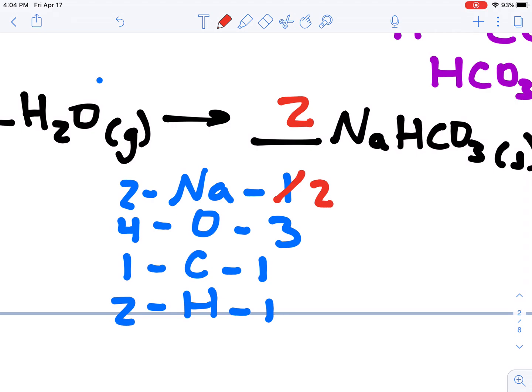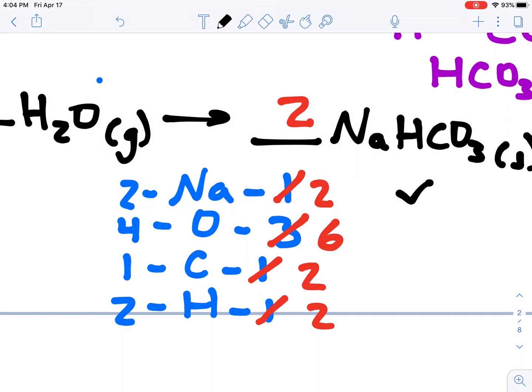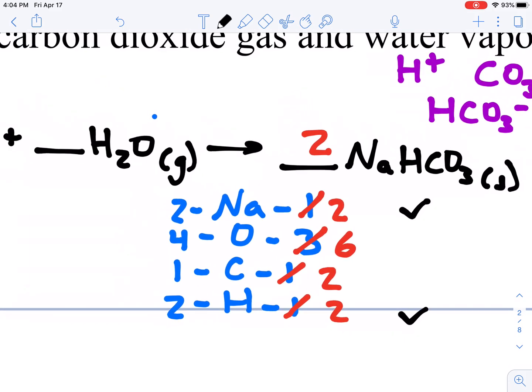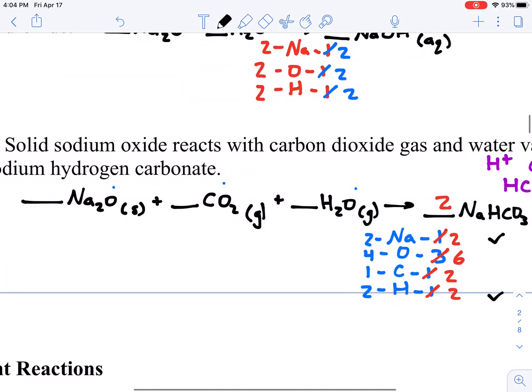But that changes a whole lot of other stuff, right? That also changes oxygen to 6. It changes carbon to 2, and it changes hydrogen to 2. So that one move was helpful. It helped out our sodiums, it helped out our hydrogens. They're both balanced. Now we need to change oxygen and carbon. And as I said before, let's save oxygen, right? Because we don't know which one of these will change.